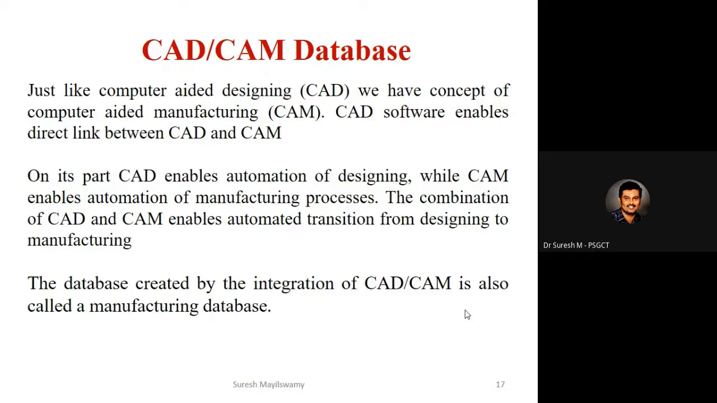The definition, just like computer-aided design, we have the concept of computer-aided manufacturing. So CAD software enables a direct link between CAD and CAM. So on its part, CAD enables automation of designing, while CAM enables automation of the manufacturing process. The combination of CAD and CAM enables an automated transition from designing to manufacturing. Obviously, design is the initial stage and manufacturing is the next stage. Between them there is another stage we will discuss in the forthcoming slides.